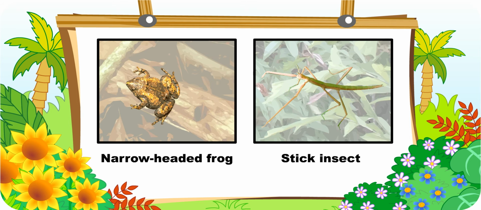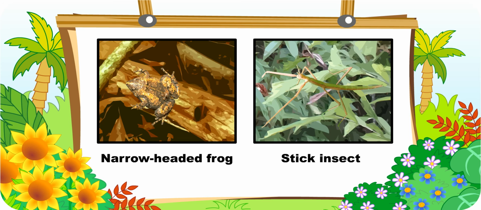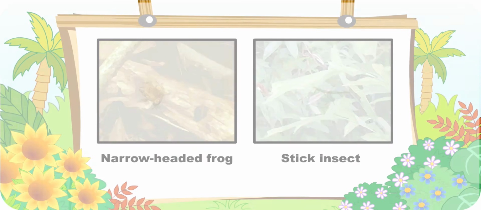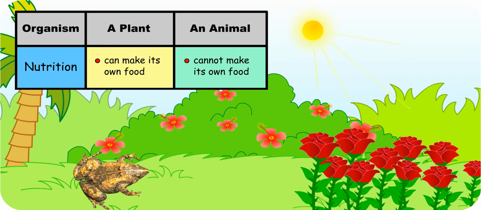In this case, how can we tell the difference between a plant and an animal? Hey, I know. Plants make their own food, but animals do not. Furthermore, animals depend on plants to provide food. You are absolutely correct. What other ways can we differentiate between a plant and an animal, teacher?